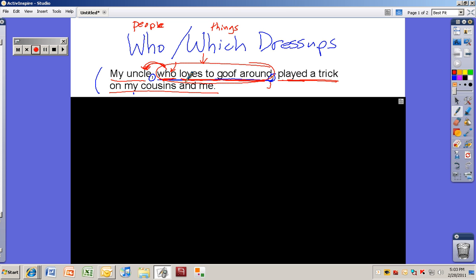So once again, to make sure you understand this, I don't say who is tall, because instead of saying who is tall, it would sound much better just to say my tall uncle. Instead, in my who, which clause, I give a lot of information. He loves to goof around. I can't just say my uncle, my loving to goof around uncle played a trick on. That just sounds ridiculous, okay?